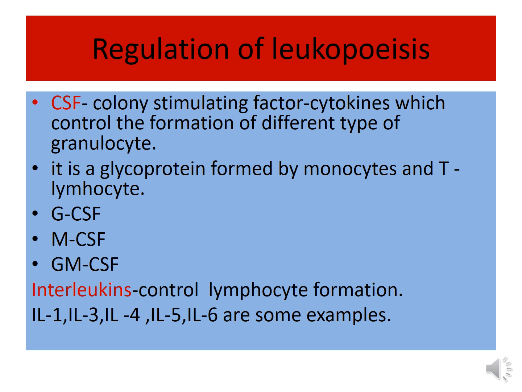Next thing which I would like to discuss is regulation of leukopoiesis. What are the factors which regulate leukopoiesis? One is colony stimulating factor. Cytokines which control the formation of different types of granulocyte are known as colony stimulating factors. It is a glycoprotein formed by the monocytes and the T lymphocytes. These include granulocyte colony-stimulating factor, monocyte colony-stimulating factor, and granulocyte-monocyte colony-stimulating factor.